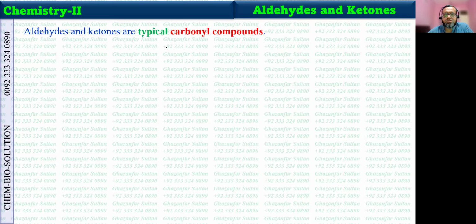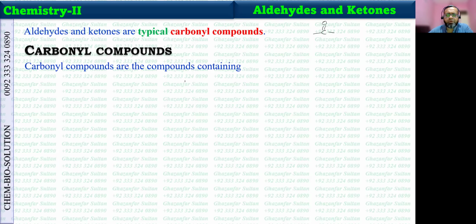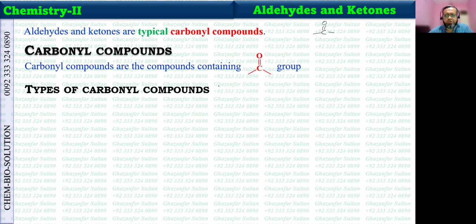Aldehydes and ketones are typical carbonyl compounds. Carbonyl means a carbon-oxygen double bond, and two valences are free where other groups could be attached. So this is called a carbonyl compound. Carbonyl compounds are the compounds containing this group.